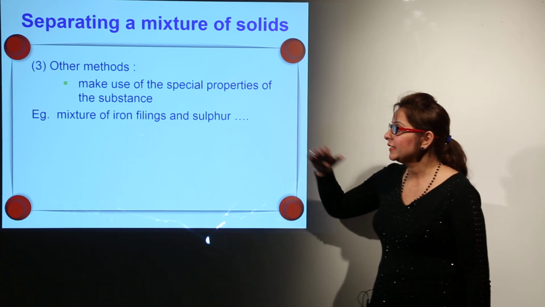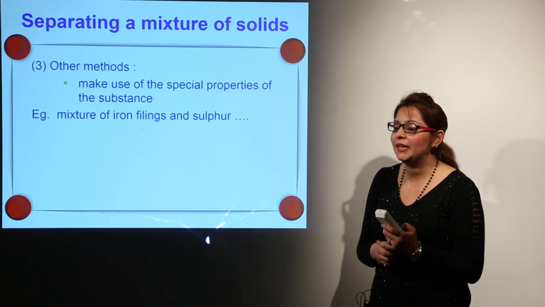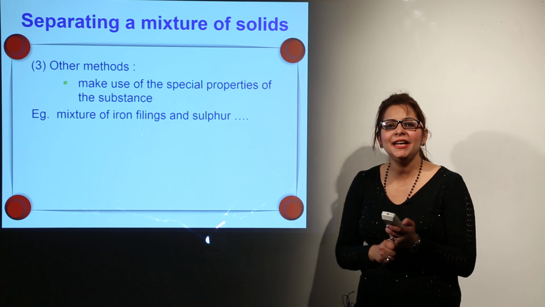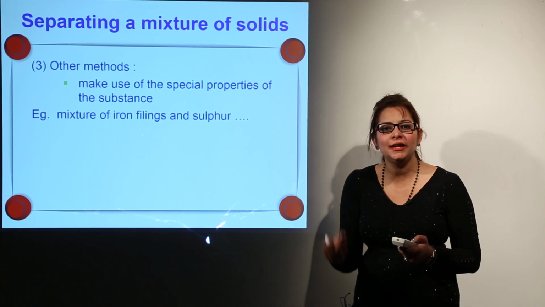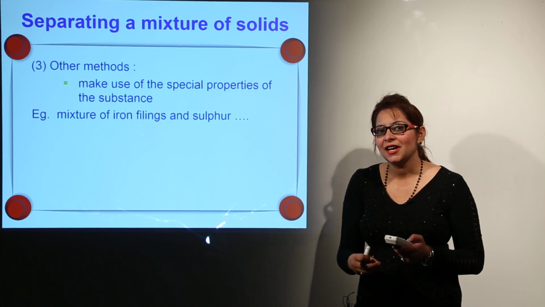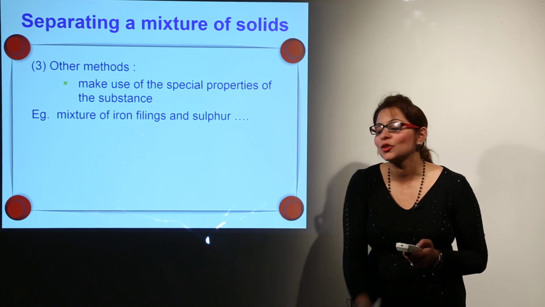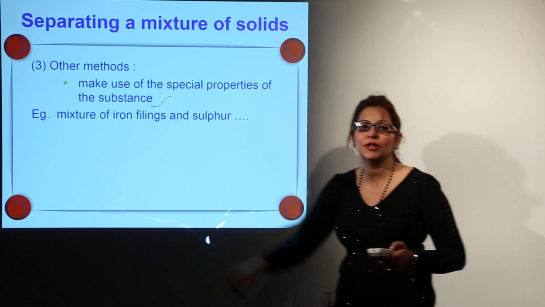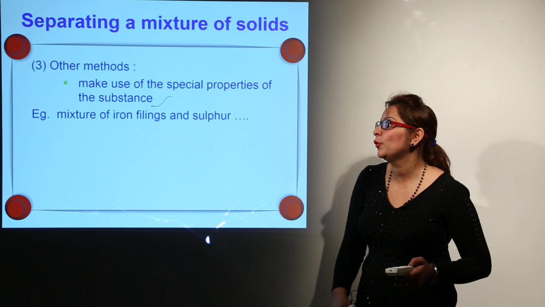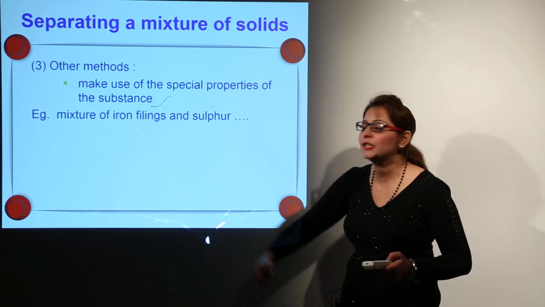For example, I have a mixture of iron filings and sulfur. By looking at any iron, you can say the iron chips or iron filings or iron nails, what strikes your mind? Yeah, you are right, it is the magnet. So similarly, we know that iron has the property to get attracted towards the magnet. In the same way, we are going to separate the iron filings from sulfur.